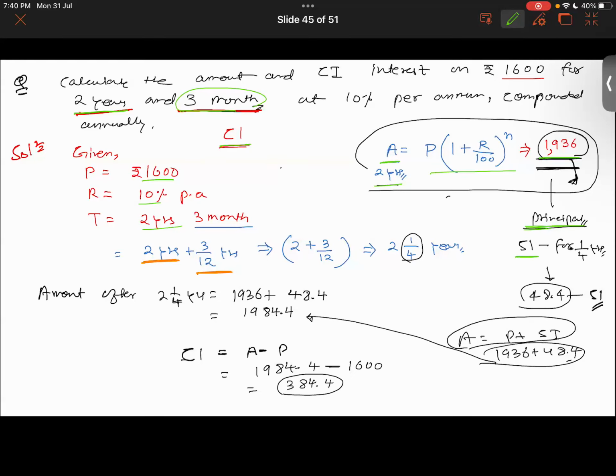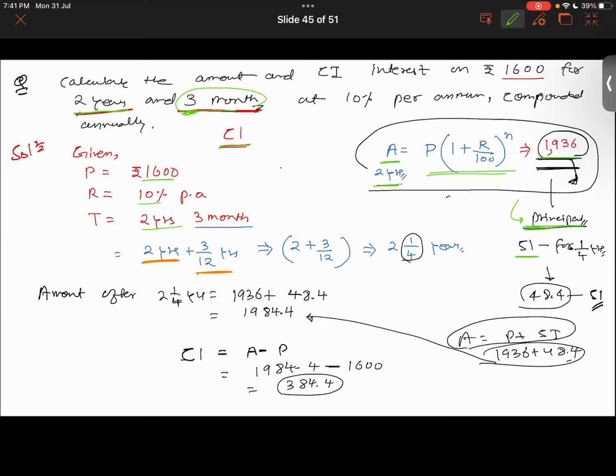So we calculate compound interest on an annual basis. And then if you are having months, 2 months, 3 months, 4 months like this, for that purpose, whatever value is coming out of the interest for the annual years, you will treat that as principal. So 1936, that was the amount. Now we treated this as principal.